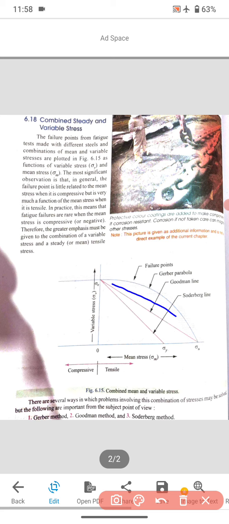Now, is this blue line safe against the Gerber parabola? What will be your answer? Your answer will be yes, because it is in the safety region of the Gerber parabola.